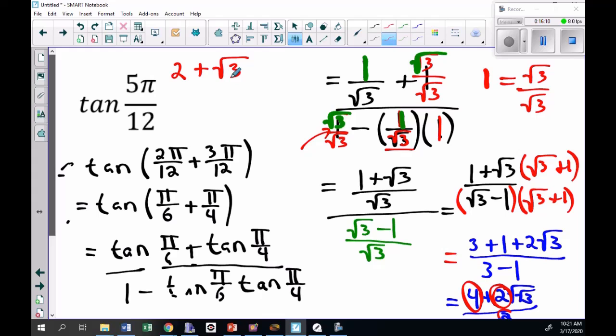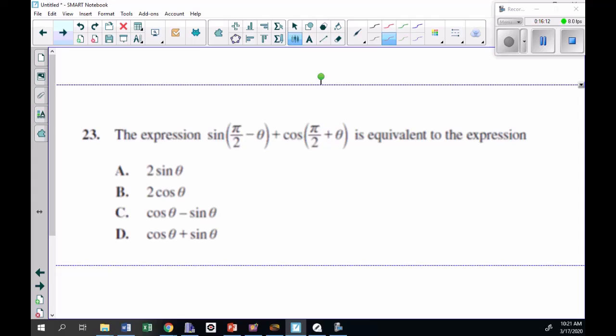Okay, moving on to our last question. This is a diploma question. I really like this one. It looks very difficult, but it simplifies so nicely. So the expression sine of pi over 2 minus theta plus cosine of pi over 2 plus theta is equivalent to the expression. So we've got 4 expressions here. They look fairly similar, so this is not a time to guess and check. I would do the work separately and then match my answer.